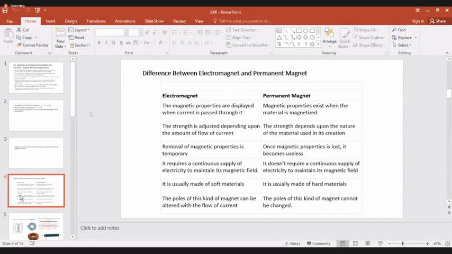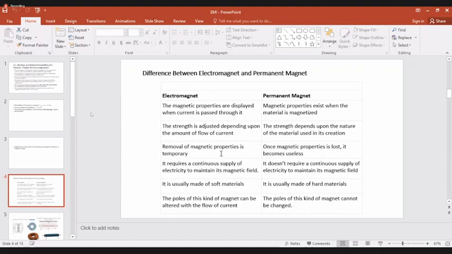The strength depends upon the nature of the material used in its creation. So here the materials are paramagnetic substance, ferromagnetic substance, and diamagnetic substance. In that, ferromagnetic substance has high strength. The ferromagnetic substance becomes a strong magnetic substance: nickel, iron, cobalt, steel. These materials become strong magnetic materials.